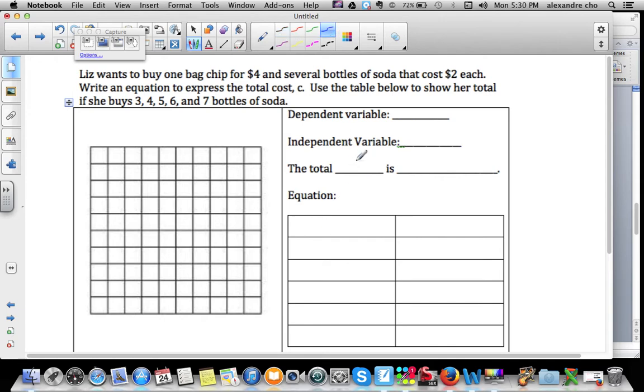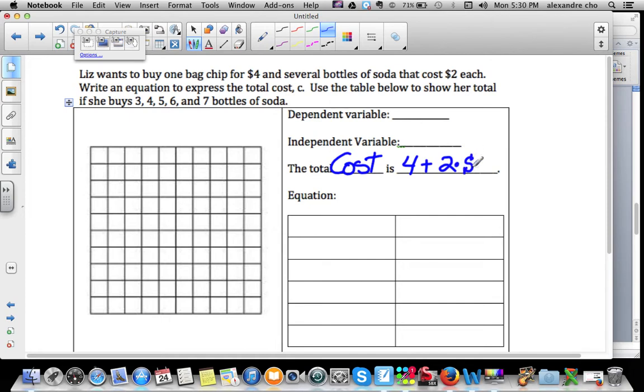So if we want to find the total, we're going to write total cost. How would we calculate the total cost of what she spends here? And the total cost would be $4 for the chips. No matter what, she's buying a bag of chips and soda. And each bottle of soda is $2. And we're going to multiply that 2 times S. Okay, that's the letter S.